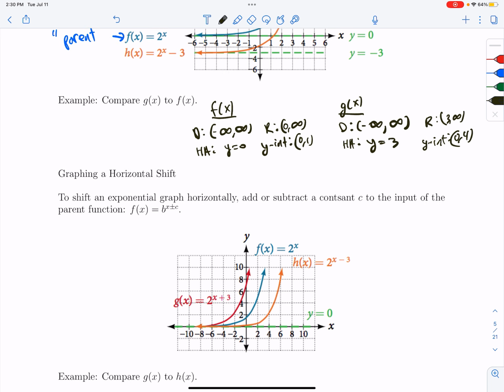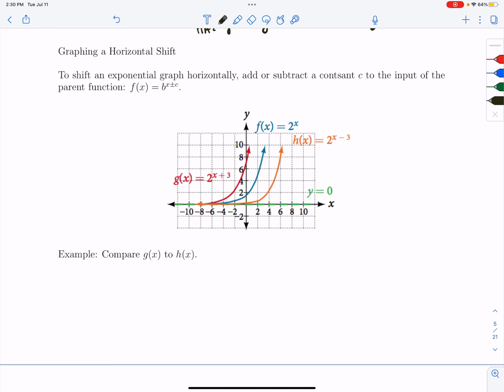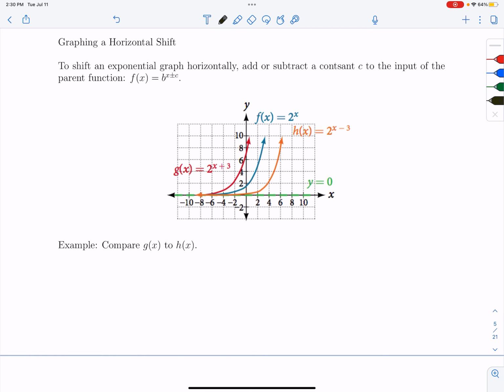All right, so to graph a horizontal shift, we're going to add or subtract a value inside the function. So we're going to add or subtract something to the exponent here. Okay, and we can see that once again, our parent function is f of x, and then we are shifting right 3 units and left 3 units. And remember, if I want to go right, I'm going to subtract 3. If I want to go left, I'm going to add 3.